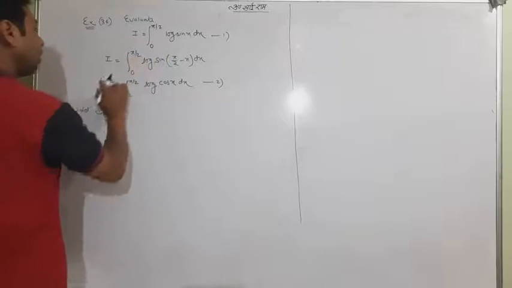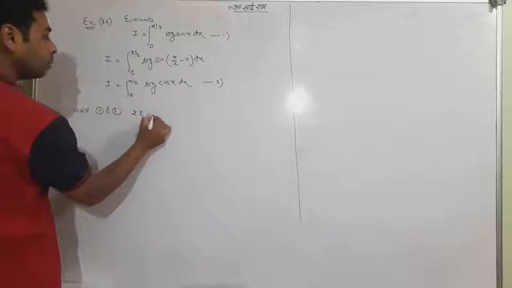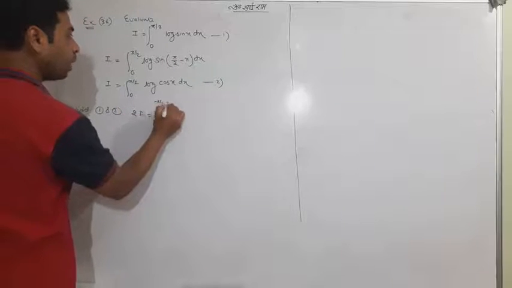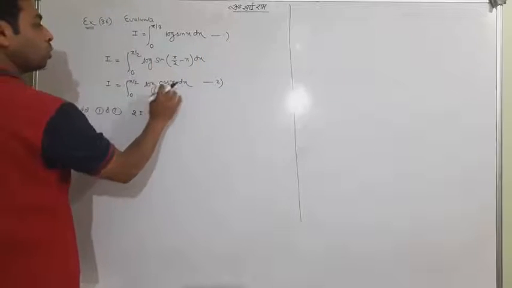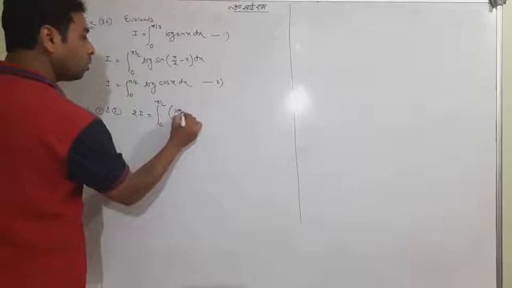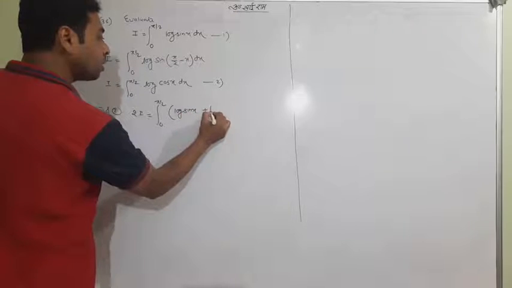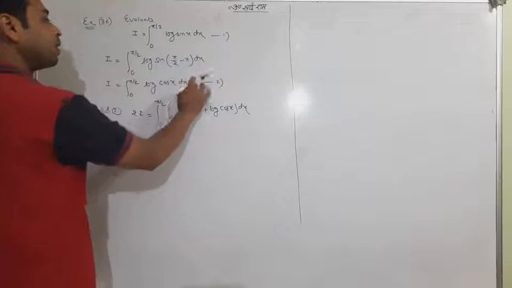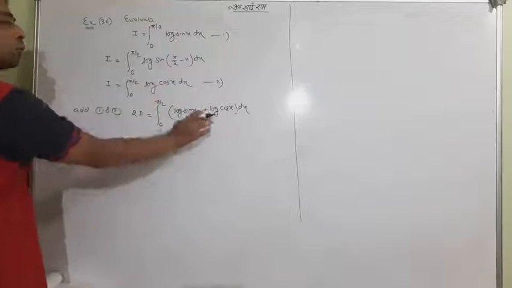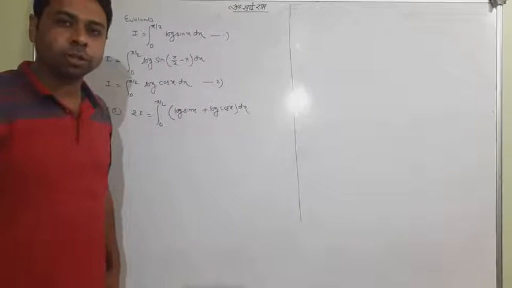So I and I will be 2I, and from 0 to pi by 2, I want to combine them: log sin x and log cos x. Log sin x plus log cos x. What I have done, I take dx common, and log sin plus log cos have been written together in a single integration.